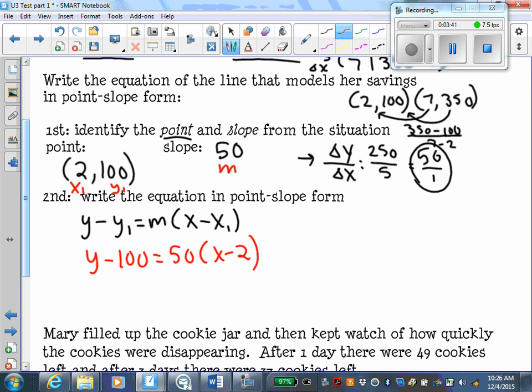If we had chosen the other point, instead of (2, 100), if we had chosen (7, 350), we could have a different equation that would say y minus 350 equals 50 times x minus 7. These 2 equations represent the same line. We just use a different point to show it. So both of those answers are correct. Okay, one more example.